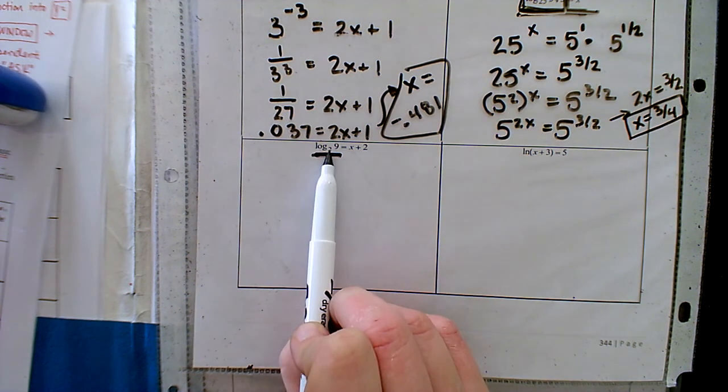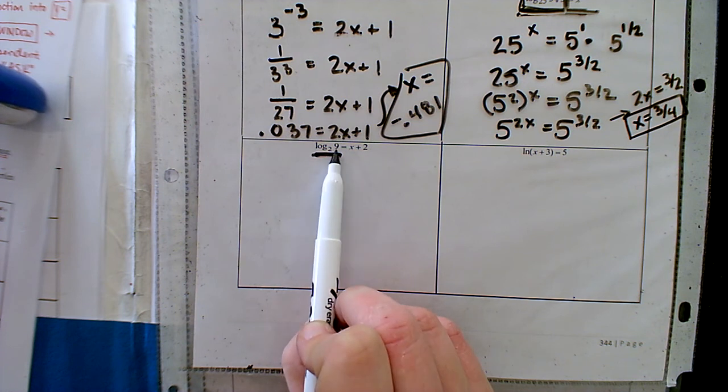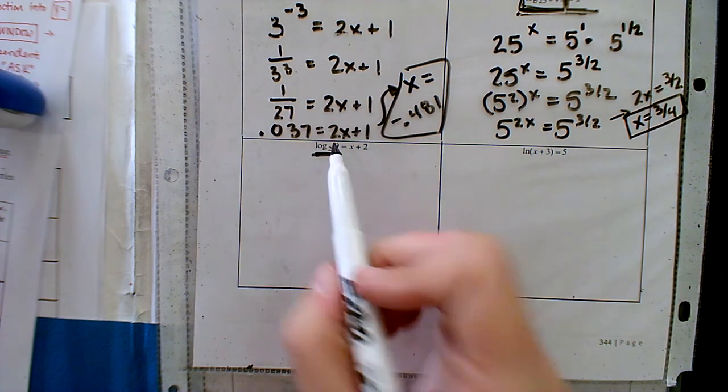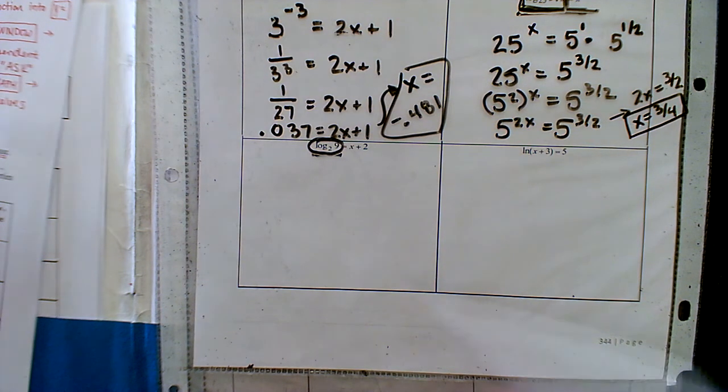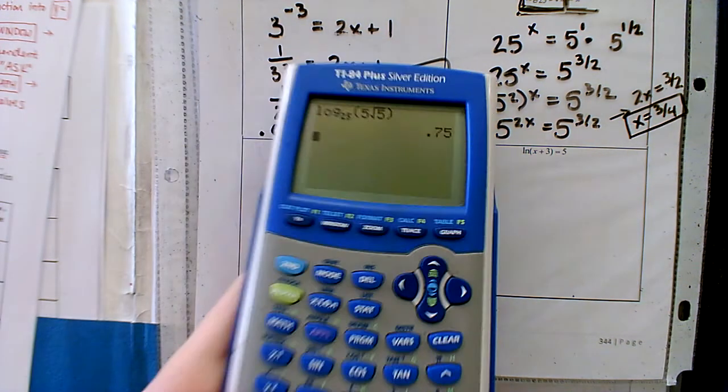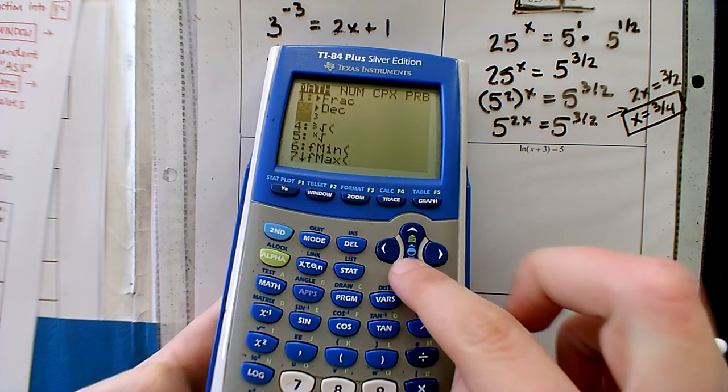Between 3 and 4. Okay, so 2 cubed is 8. 2 to the 4th is 16. 9 is between 8 and 16. So this logarithm should be between 3 and 4. Since it's all numbers, let's go ahead and type it in.